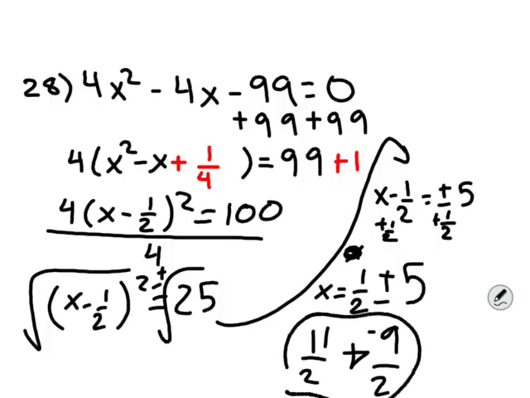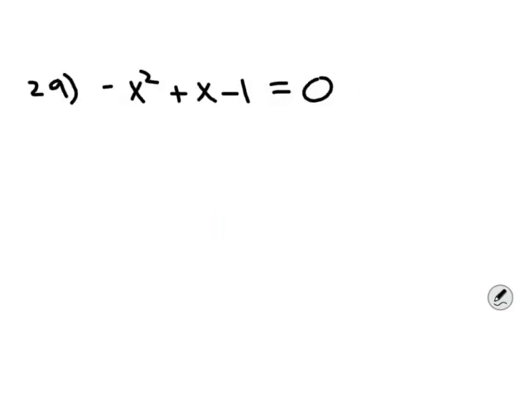Alright, let's get this last problem done. Alright, so notice this one has a negative a value, so we're going to have to do a little work with that. But again, get the c to the other side. And then we're going to factor out that negative 1. So you have x squared minus x equals 1.